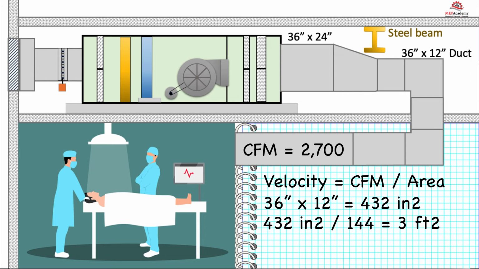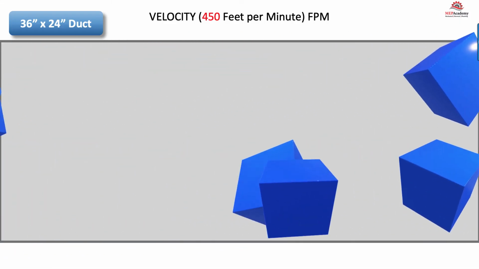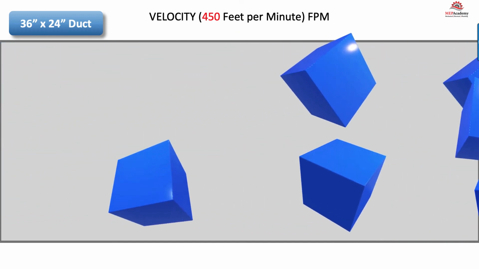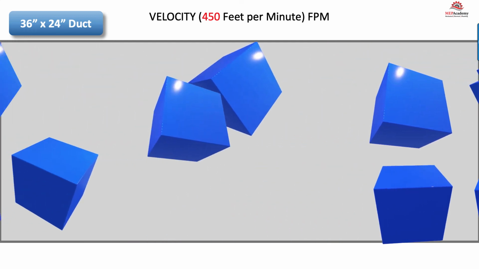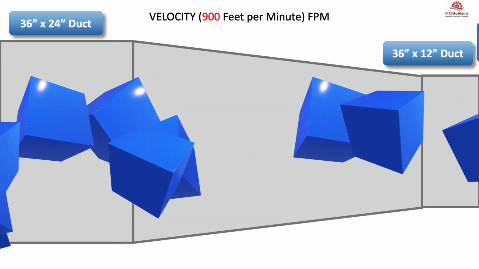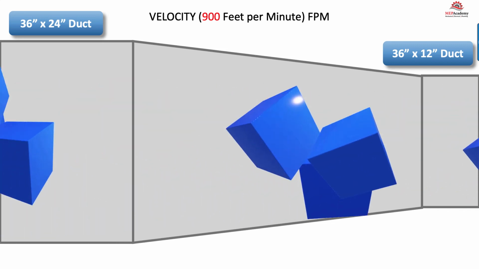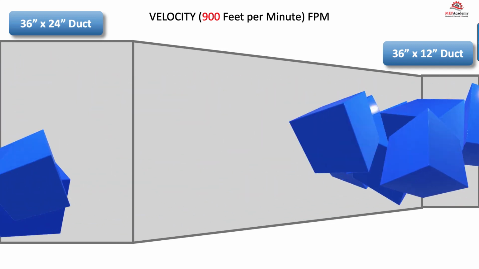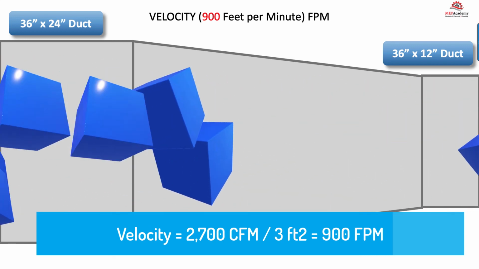The new duct is half the area of the previous duct size, but it is carrying the same CFM. So what happens to the velocity going through the reduced duct size in relationship to the previous velocity? Our velocity was at 450 feet per minute. Now with the same CFM, but a smaller duct, we get 900 feet per minute. Velocity equals 2,700 CFM divided by 3 square feet equals 900 feet per minute.